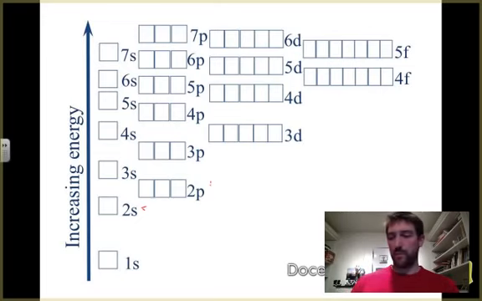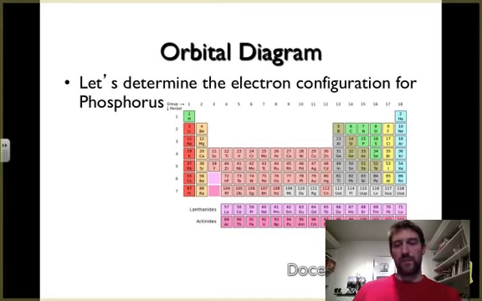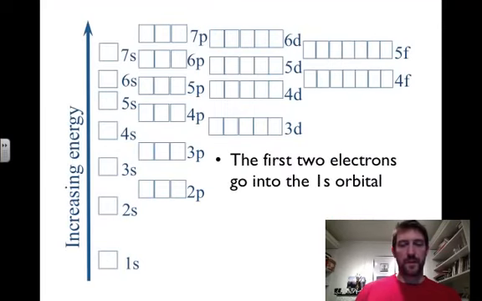So, as an example, that back there, let's determine the electron configuration for phosphorus. First of all, we need to find phosphorus on the periodic table. If you look over here, phosphorus is number 15. So, we've got 15 electrons we need to place. The number 15 means it has 15 protons, but we're going to assume that it also has 15 electrons and that they're evening each other out.